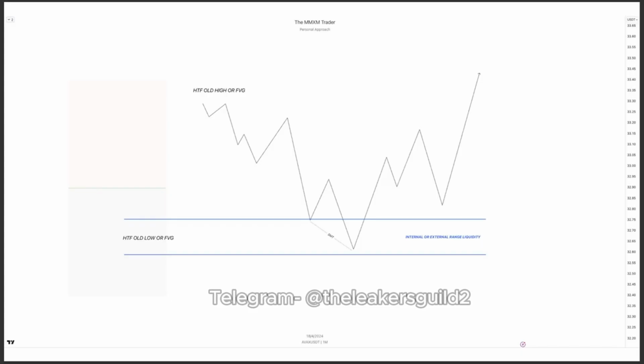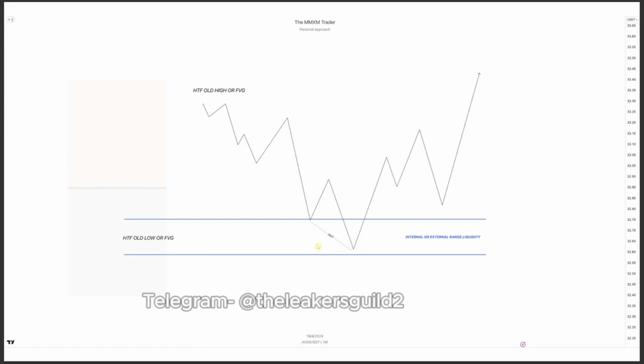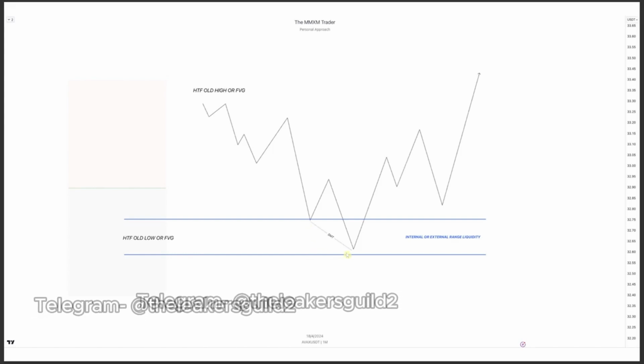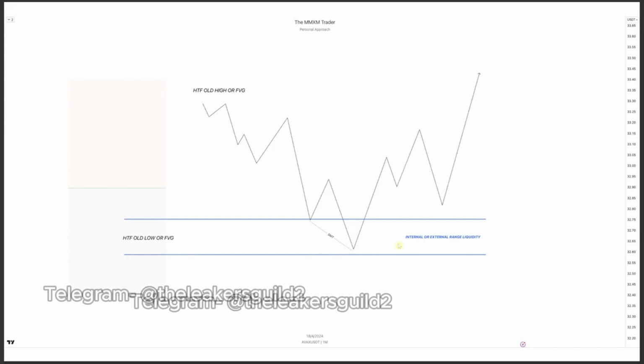Now over here we've got a crude depiction of a chart. We've got the line chart over here. What is important? Firstly, we talk about the premium and discount of the range. We've got a higher time frame old high or a fair value gap here, and a higher time frame old low or fair value gap there. Now we wait for price to come back into discount if we want to be a buyer. And what is going to be key is the SMT that forms within that internal or external range liquidity.